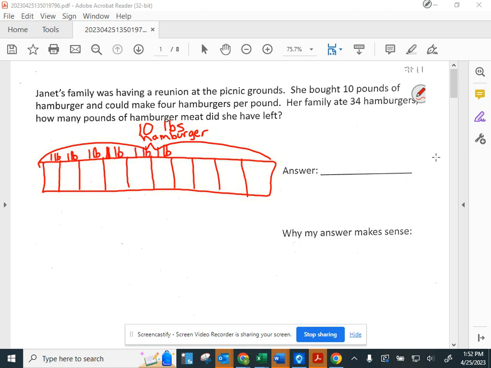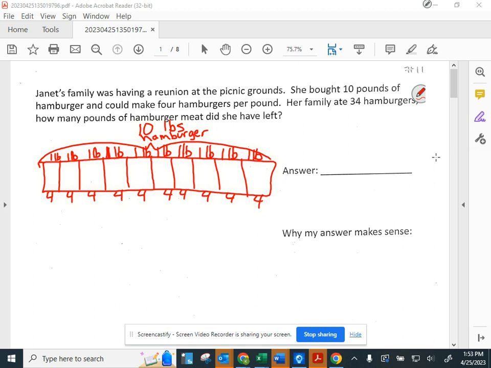So 1 pound of hamburger per unit. 1 pound, that LB stands for pound. So instead of writing out the word pound, I put our abbreviation of the LB. So for every pound of hamburger, she can make 4 hamburgers. So each of these pounds is 4 hamburgers. Her family ate 34 hamburgers.